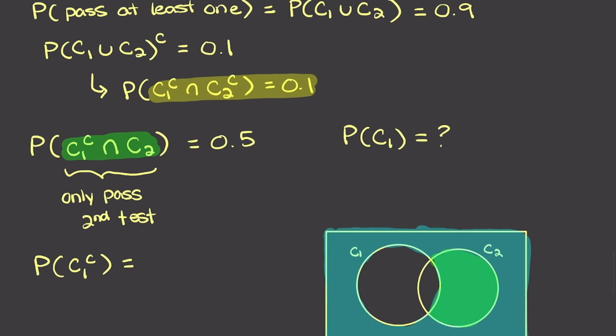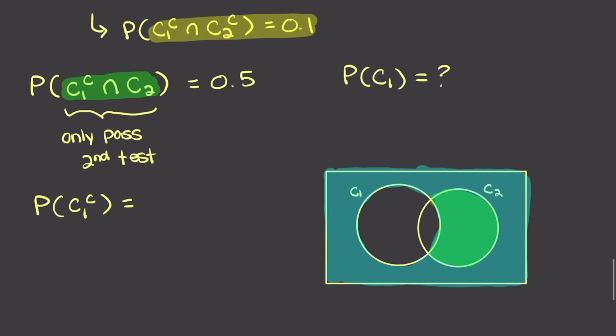Because everything that's not C1, so everything outside here, intersecting with everything outside here. So that's the blue area. And we see that they don't overlap, which means that we can just directly add these two pieces together.